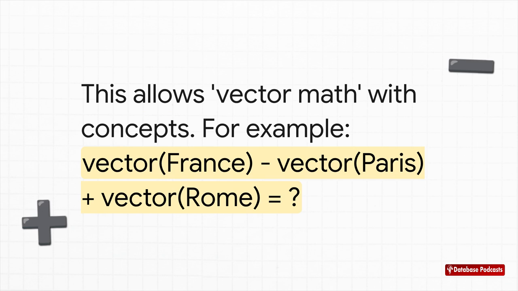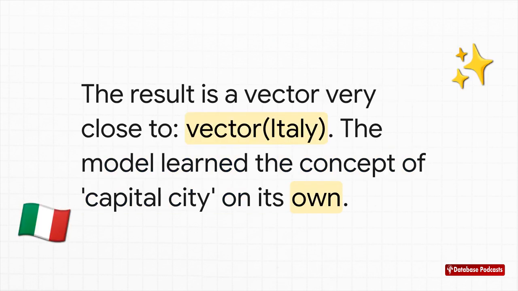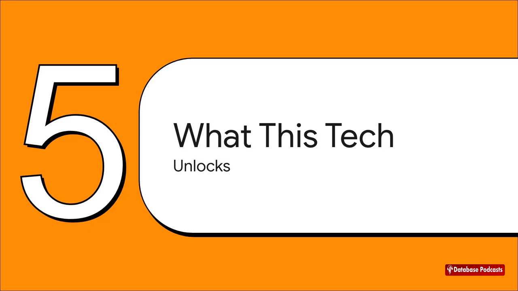It's amazing. So for example, what do you think would happen if we took the vector for France? Then we subtracted the vector for Paris to kind of remove the concept of its capital. And then we added the vector for Rome. What are we left with? The result is a vector that lands incredibly close to the vector for Italy. Think about that. The model learned the relationship capital city of without anyone ever telling it what a capital city is. It just figured out that the relationship between Paris and France is the same as the one between Rome and Italy. It's incredible.